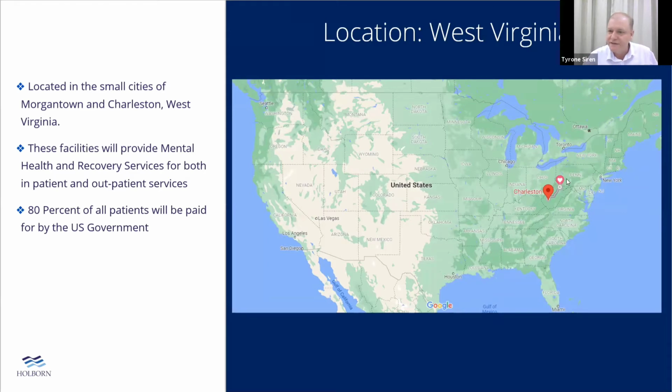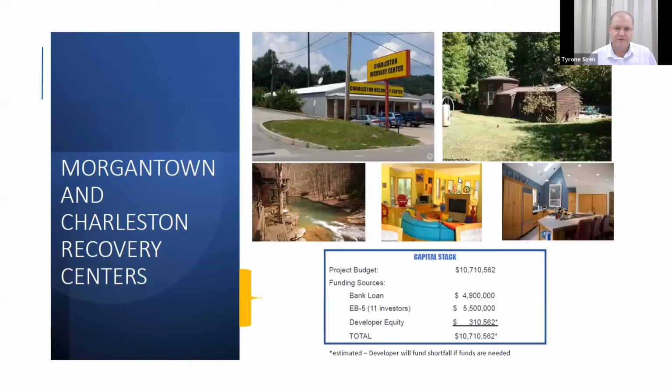You can see not too far from New York City, but these are smaller cities that don't have these types of services already. And that's why the government is willing to consider expedited processing, because they want these clinics built in these small towns to help people recover. So here are some photos of the current clinics in each city.